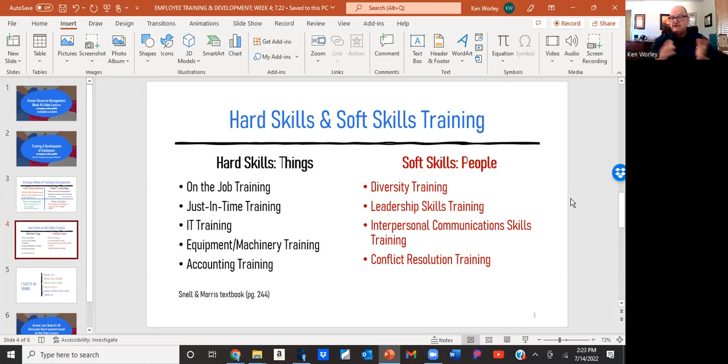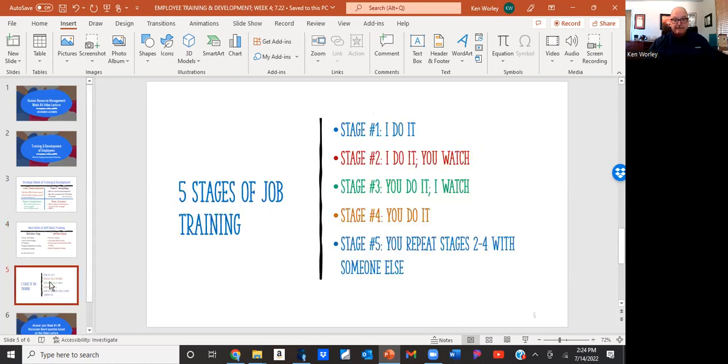So remember, the hard skills are the things or the stuff. The soft skills are the people side. Diversity training, very important training, especially nowadays. Leadership skills training. How are we going to handle situations that come up as a leader? Are we trained in that? That's a soft skill. Interpersonal communication skills training, and also conflict resolution. Those are all the soft side, the people side of the 2 types of training that are necessary.